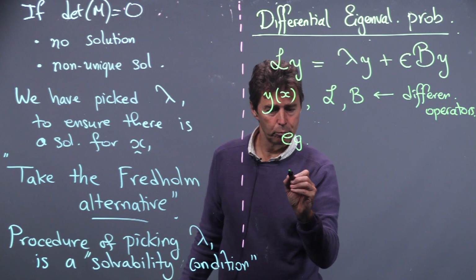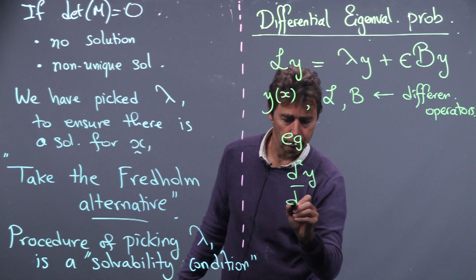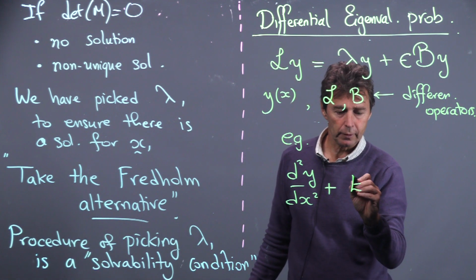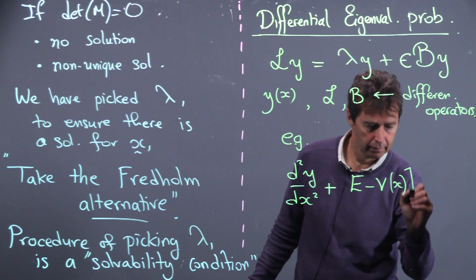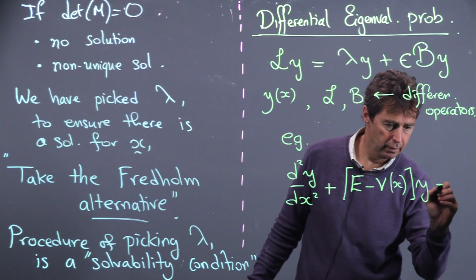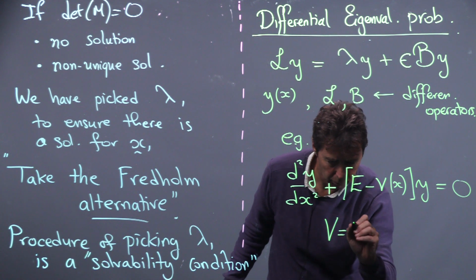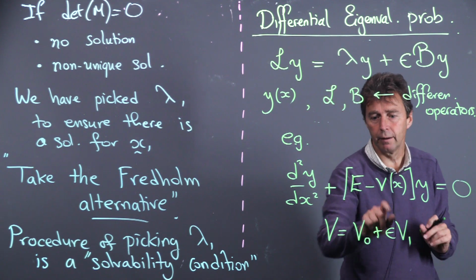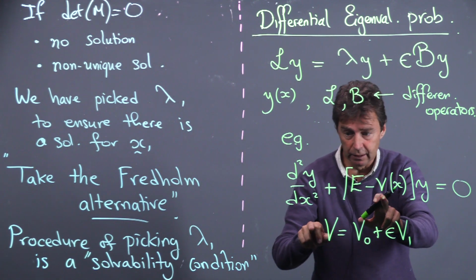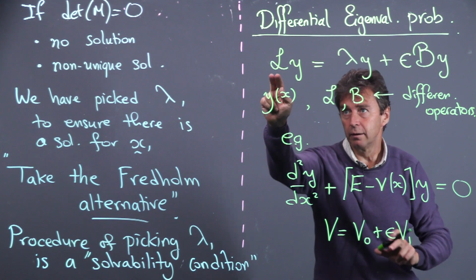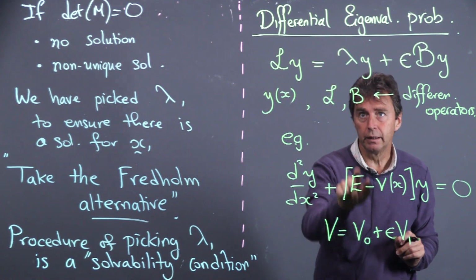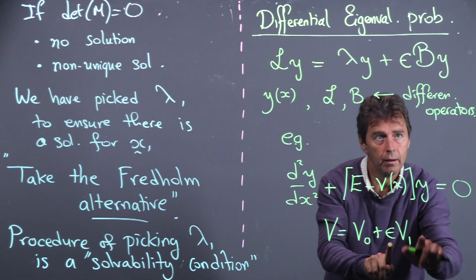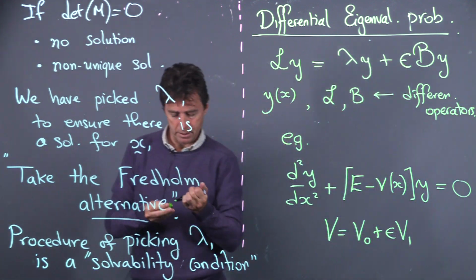Let's do it for the problem d2y/dx squared plus (E minus V(x)) times y is equal to 0, and V will be V0 plus epsilon V1. So this term up here, there's a V0. The V0 and the d2/dx squared, that's related to what I'm calling L there. The big E here is really the eigenvalue, and the term here corresponds to this. So that's the problem we want to do.